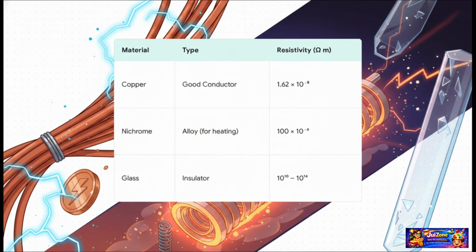And finally, maybe the most important factor of all, the material itself. Every material has its own natural, built-in property called resistivity, and the differences between materials are just staggering. Copper is a fantastic conductor. It has incredibly low resistivity. It's like a freshly paved highway. But then you look at glass, an insulator, and its resistivity is trillions of times higher. It's basically a solid brick wall for electrons. And in between, you have useful alloys like nichrome.